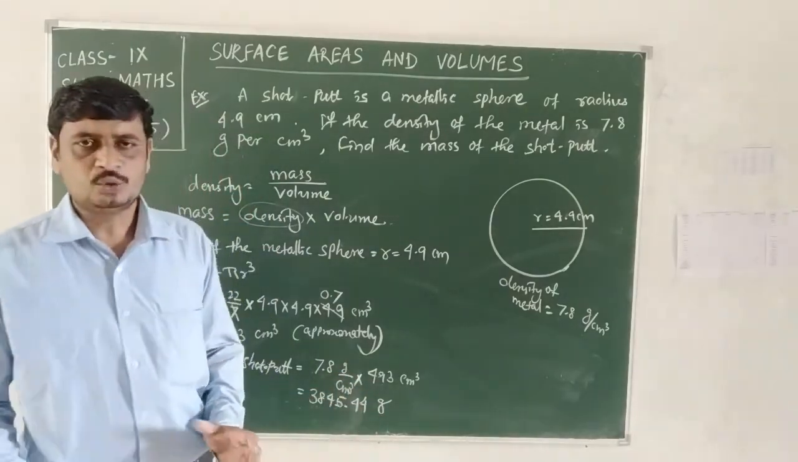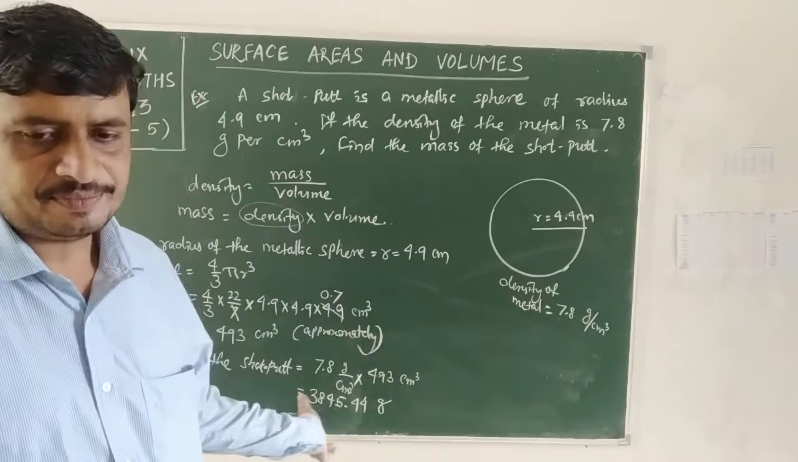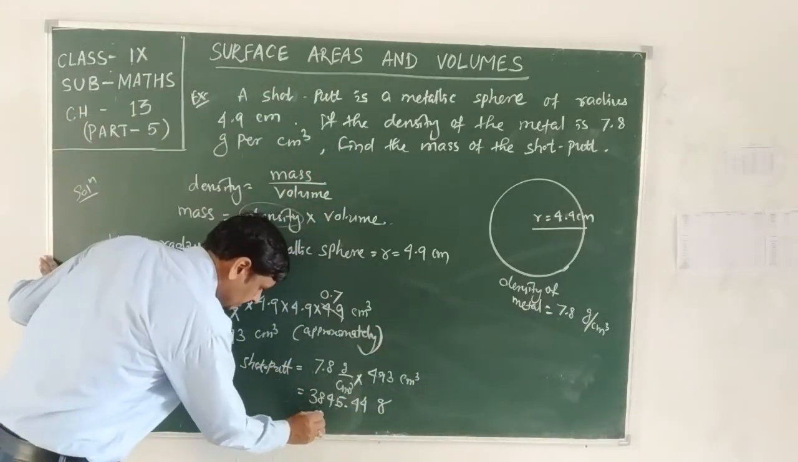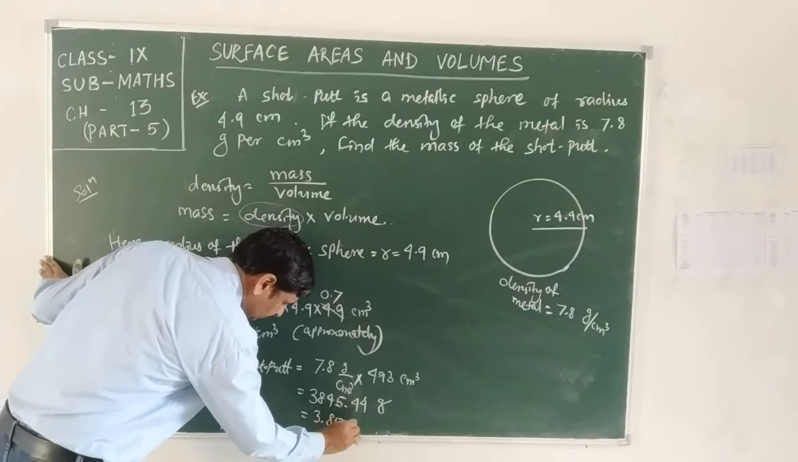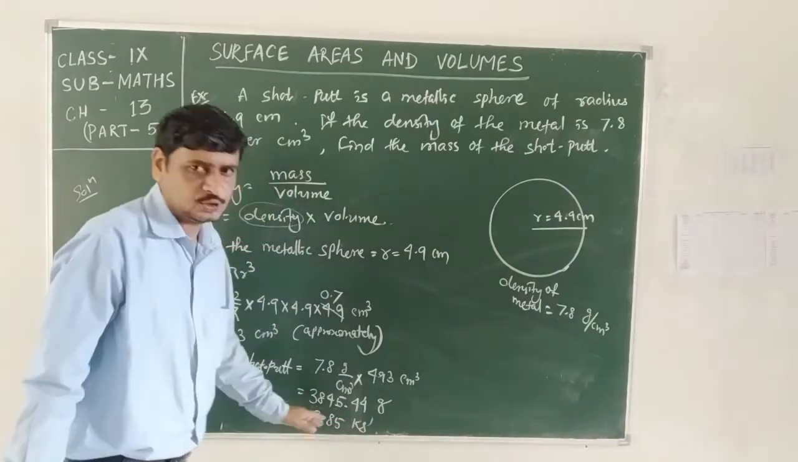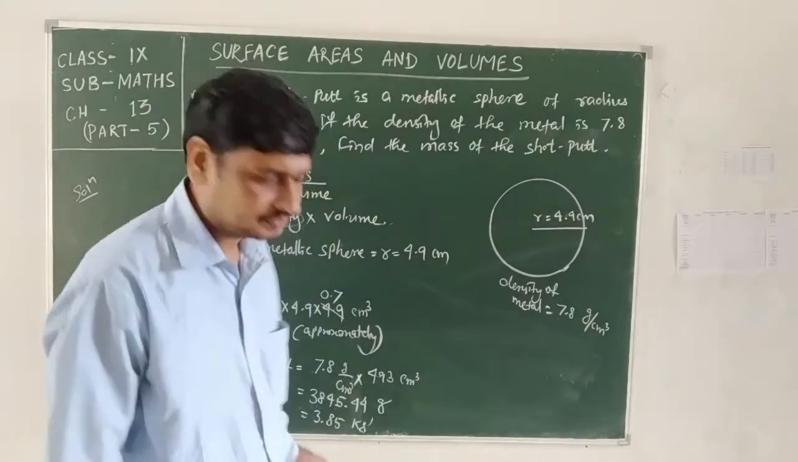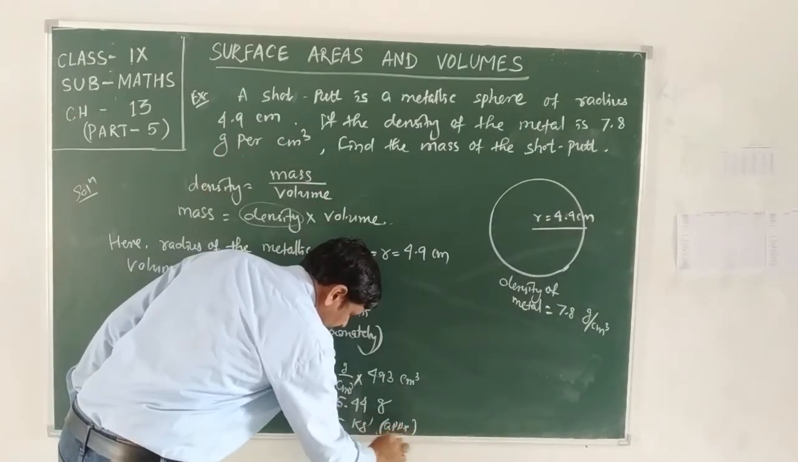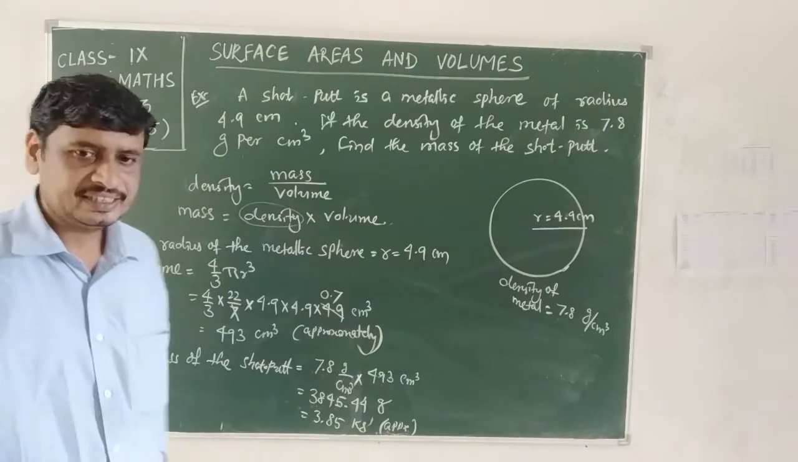If you want to convert this gram into kg, we have to divide it by 1000. It gives 3.85 kg. That is also approximately 3.85 kg.